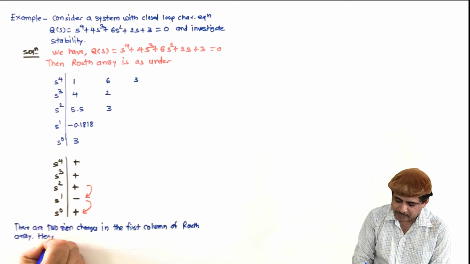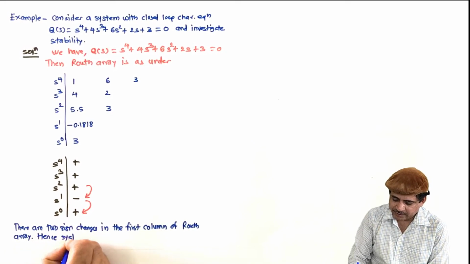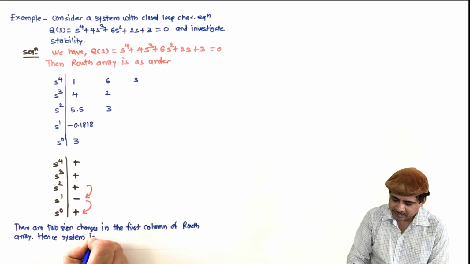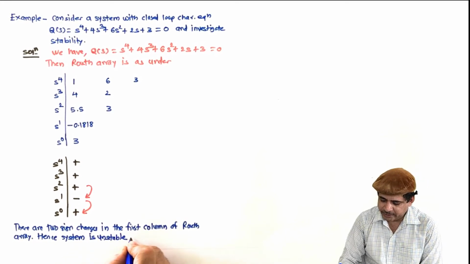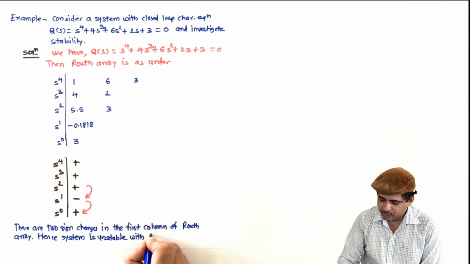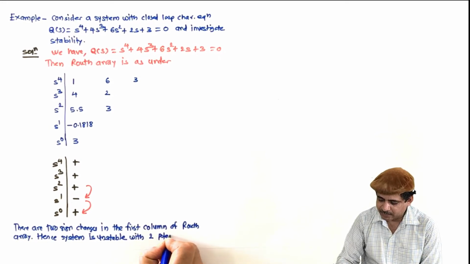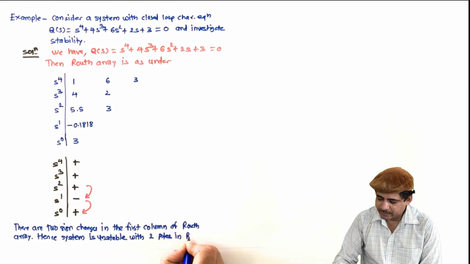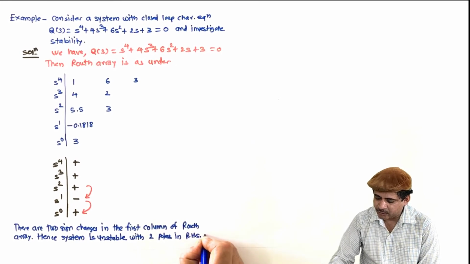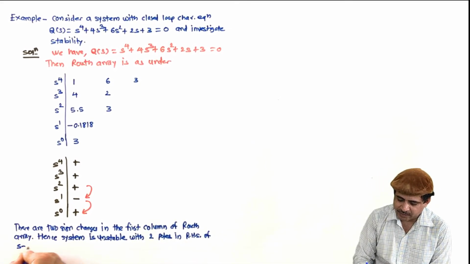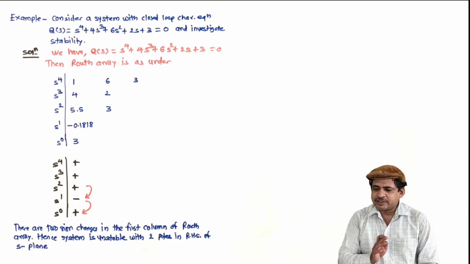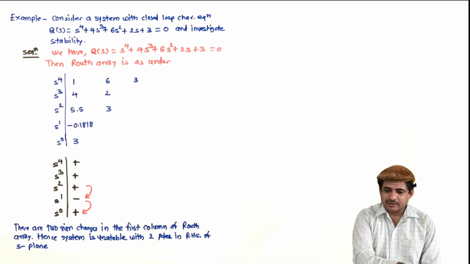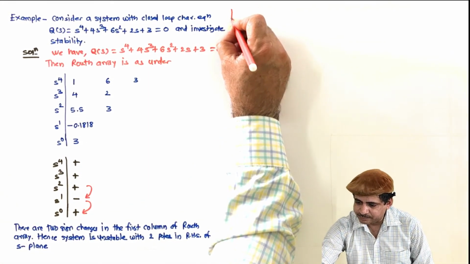Hence, the system is unstable, with 2 poles in the right hand side of the S plane. So this is done. Let us solve one more example to consolidate the concepts.